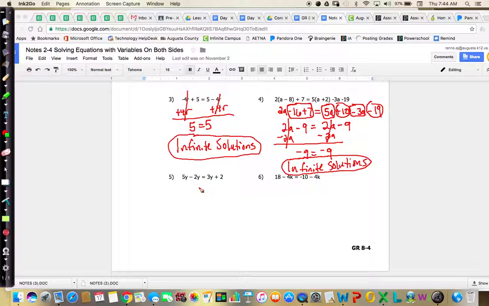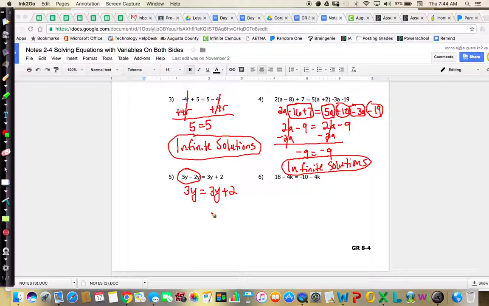Okay, moving on to the next one. We have 5y minus 2y. Well, I notice those are like terms, so I've got to combine those right away. So 3y, let me circle them so you know we're combining them, equals 3y plus 2.